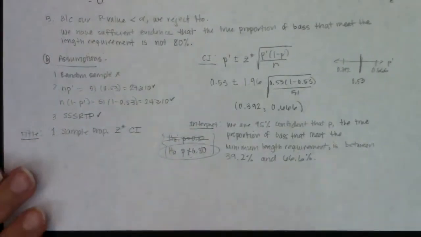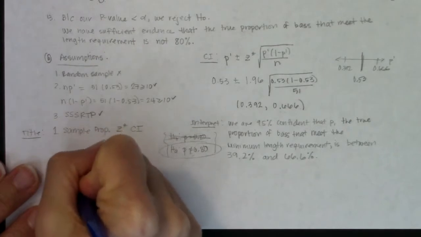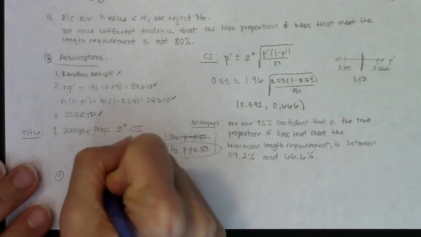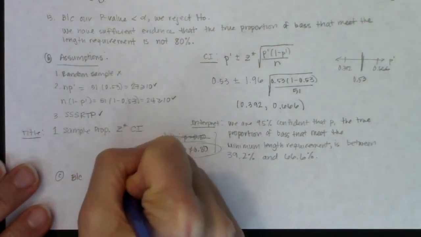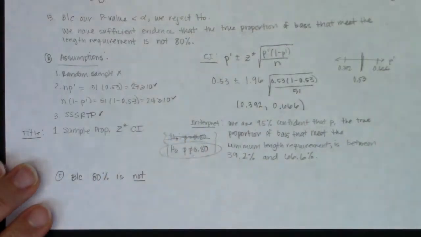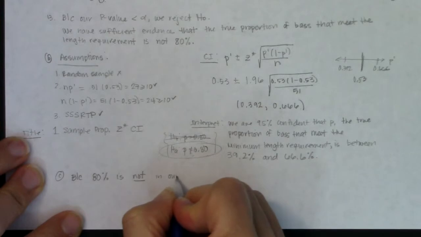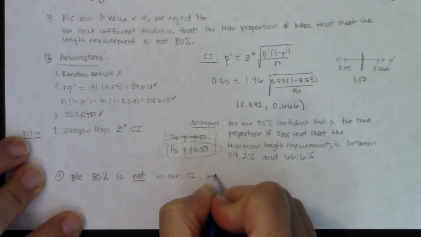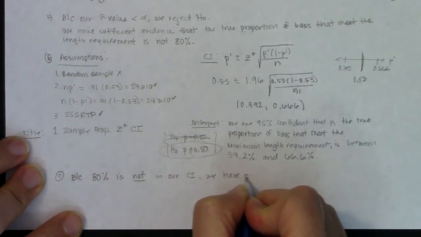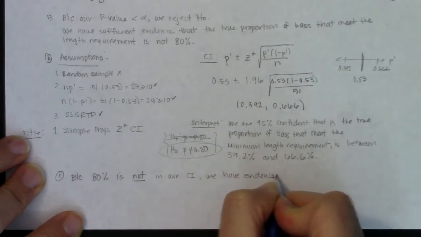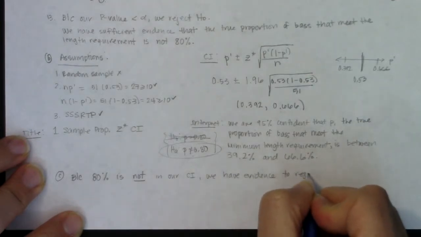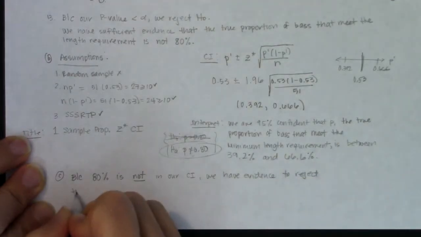So let me put for part C, because 80% is not in our confidence interval, that's key, because it's not in our confidence interval, we have evidence to reject the owner's claim.